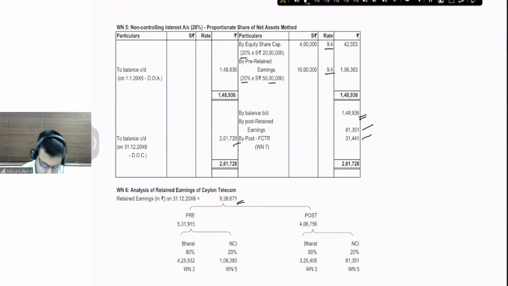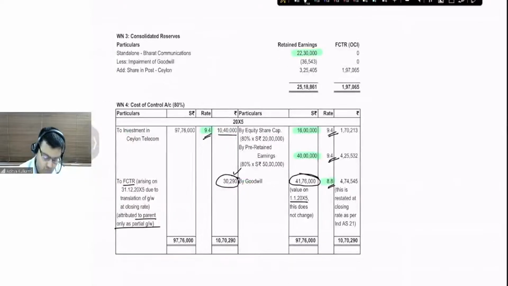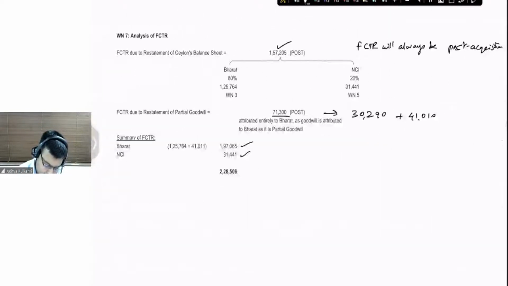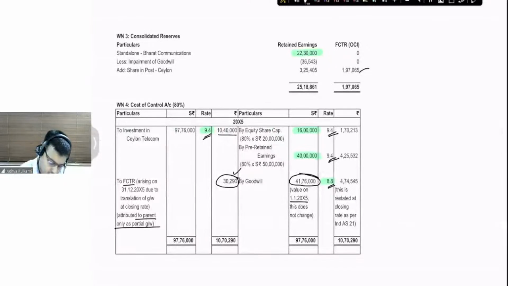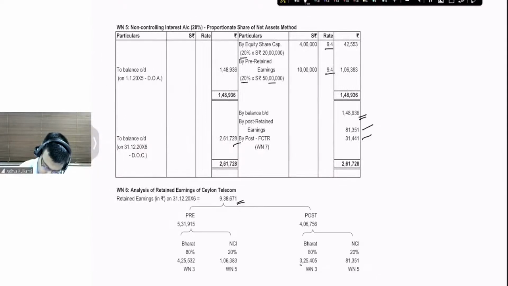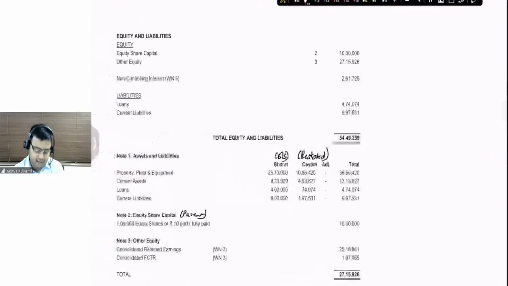That gives you 2,61,728. 1,97,000 I am taking straight to working note 3, 197,065. Impairment of goodwill we have already taken somewhere, it is there. 36,543. This goes entirely to the parent because it is partial goodwill, and post Ceylon is the reserves 3,25,000. Where did it go? 325,405. So that is what comes here, 25,18,000. Just take the totals and post the balances.